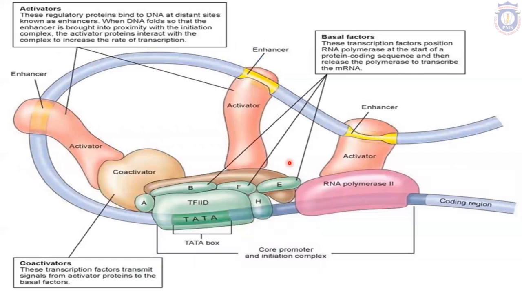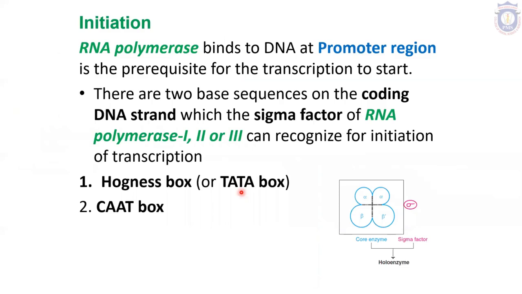This is a schematic representation of the transcription complex, which includes the RNA polymerase enzyme, the activators, enhancers, coactivators, and the basal factors. Initiation. RNA polymerase binds to DNA at the promoter region. This is a prerequisite for the transcription to start. There are 2 base sequences on the coding DNA strand, which the sigma factor of RNA polymerase 1, 2, or 3 can recognize for initiation of transcription.